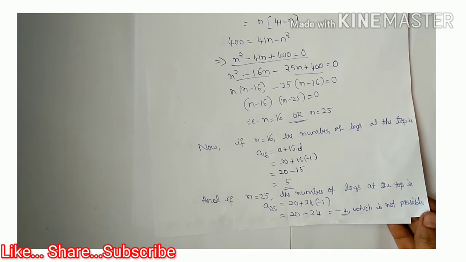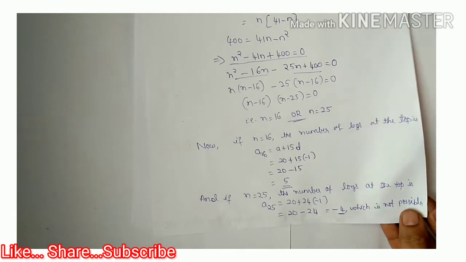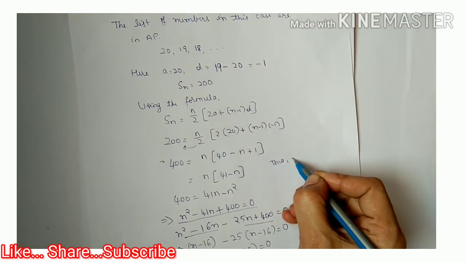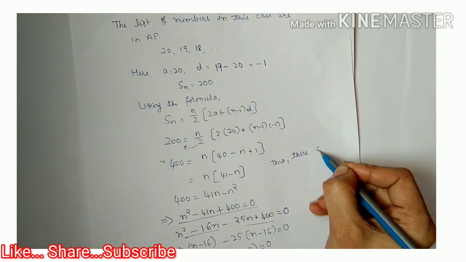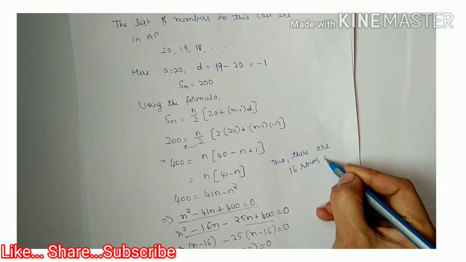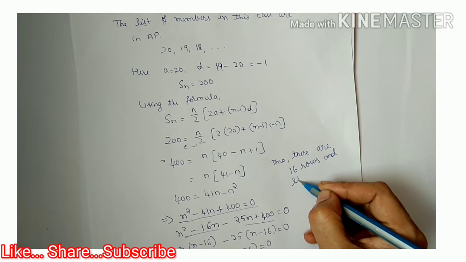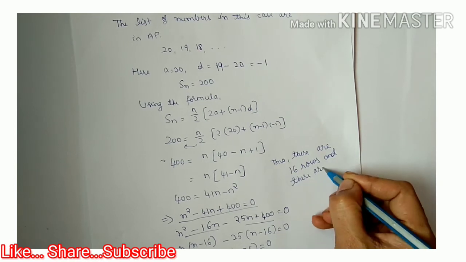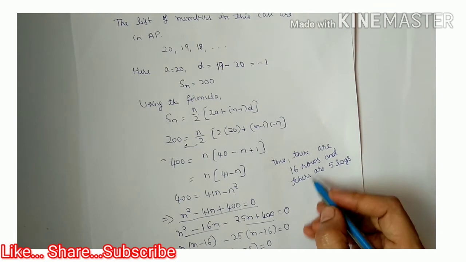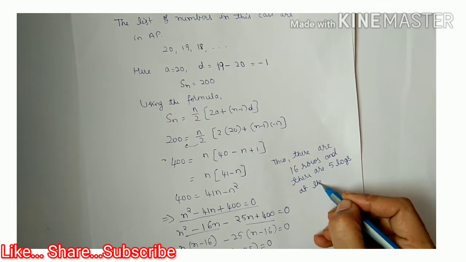Therefore, there are 16 rows and there are 5 logs at the top row.